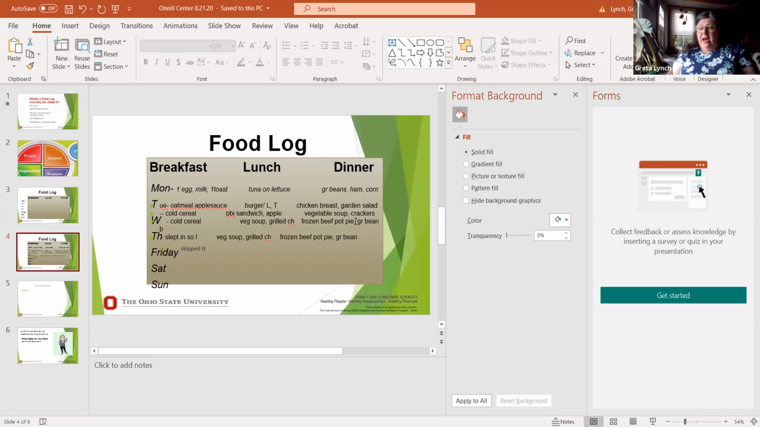Would anybody have added a different fruit to their oatmeal than I did? Blueberries. I heard strawberries. Blueberries and bananas. Yes. Strawberries. Yes, definitely. And we could do that same thing on Wednesday with our cold cereal. We could have had the exact same thing.